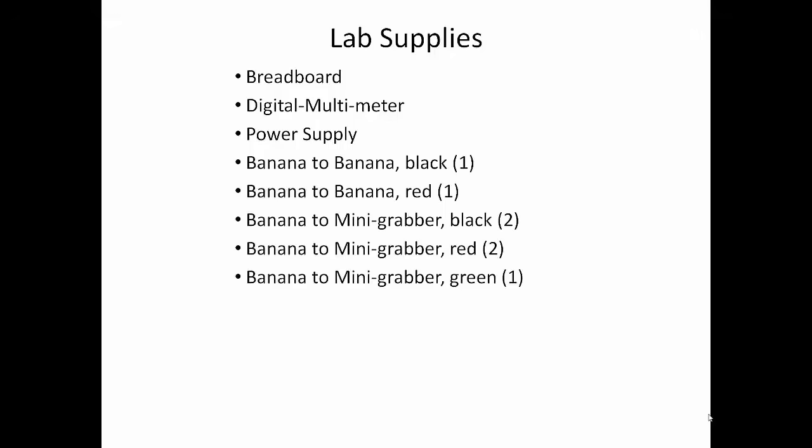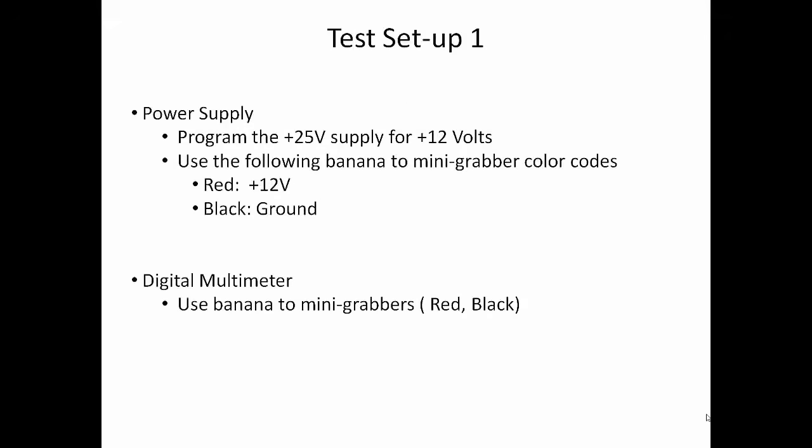For your equipment, you will only need the breadboard, the digital multimeter, and the power supply. You will also need quite a few more banana to mini grabbers and banana to banana cables for the power supplies and the digital multimeter. For the first 2 circuits, you will need to use the positive power supply set up for plus 12 volts and the digital multimeter to measure current.